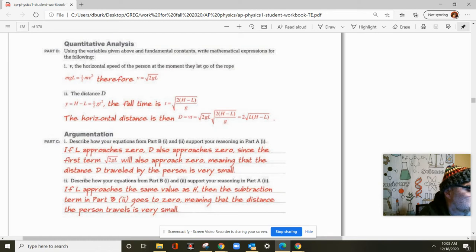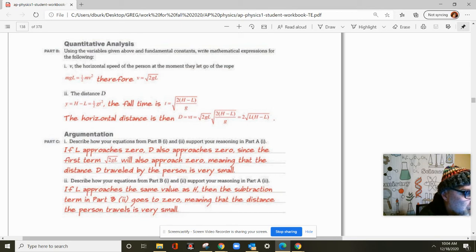So we already have the velocity, root 2gL. The fall time is our old friend from kinematics, t equals root of 2y over g. The displacement is H minus L, the height minus the length of the rope is how far we are falling. And so that's from our old kinematics equation. And so you multiply them together to get the distance.